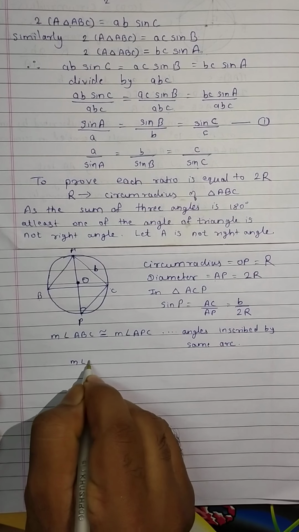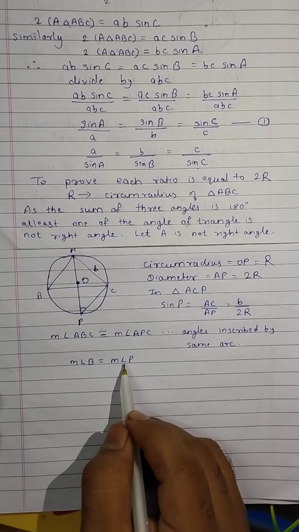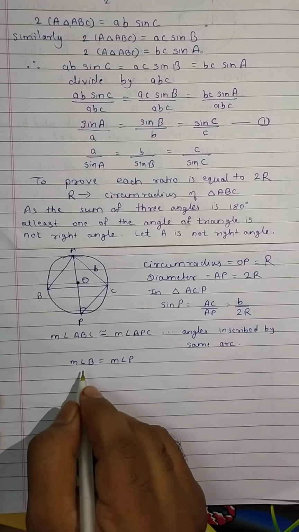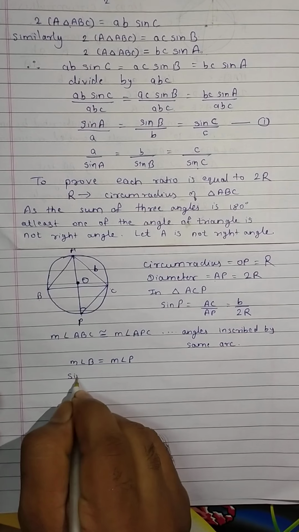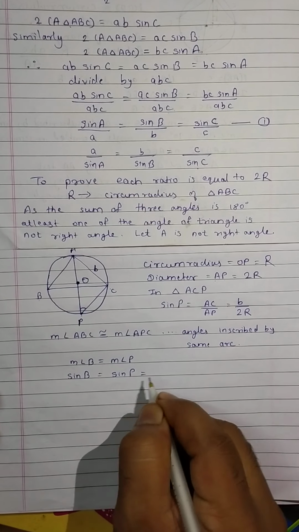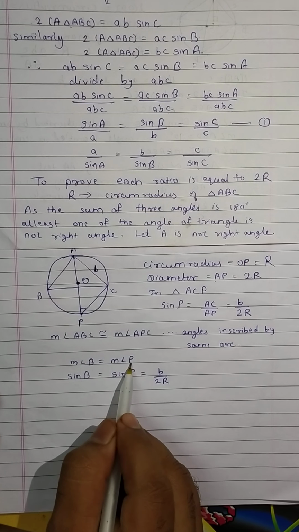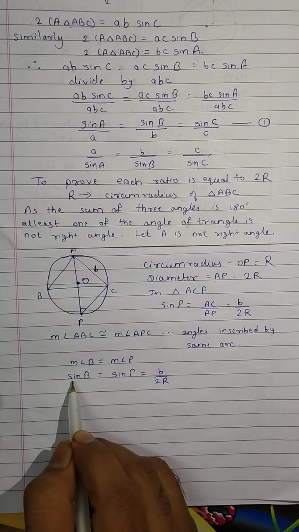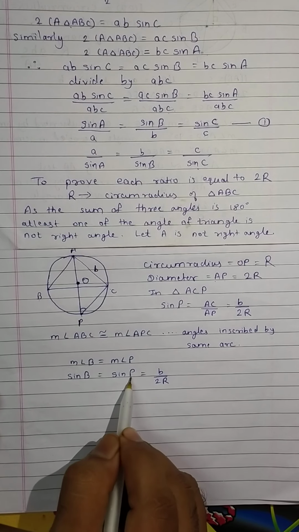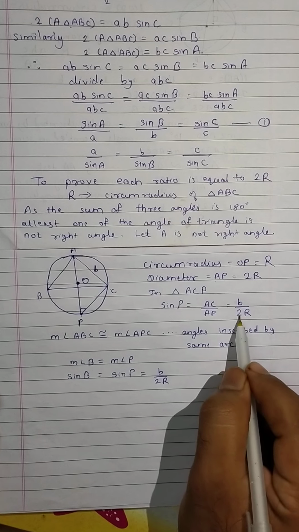Measure of angle B is equal to measure of angle P, and for the measure of angle P we have got sin P is equal to b upon 2R. Okay. If angles are the same, I can write sin B is equal to sin P, which is equal to b upon 2R. I repeat, if the angles are the same in measure, their sine functions are also equal. So we got sin B is equal to sin P, which is equal to b upon 2R by this previous result.